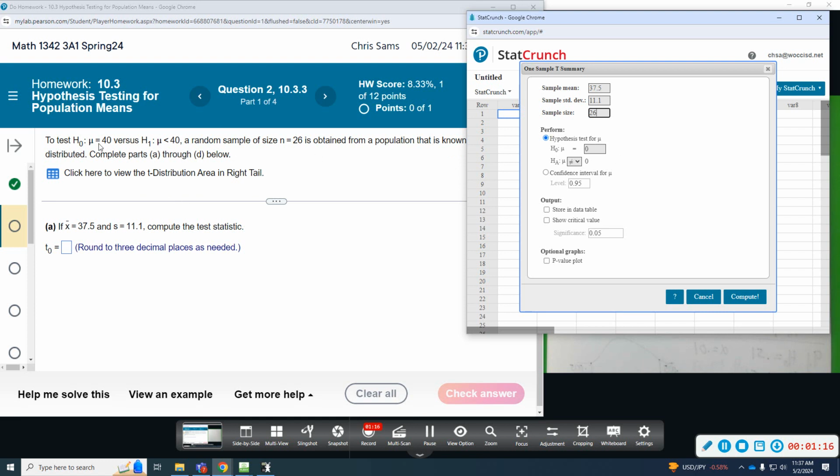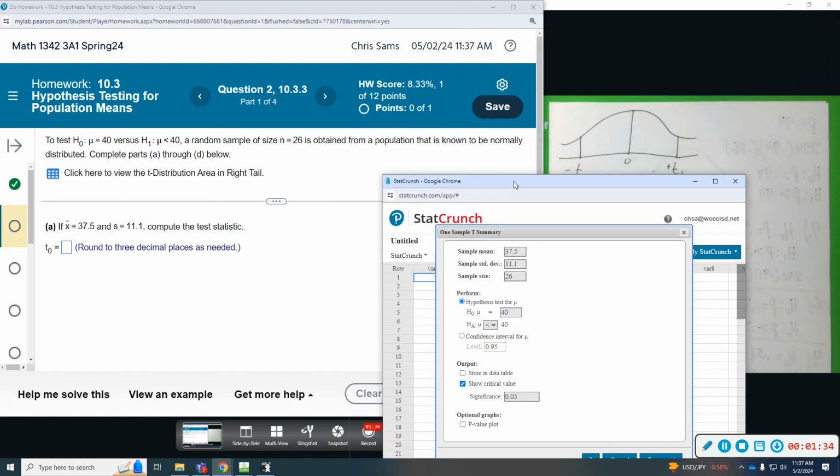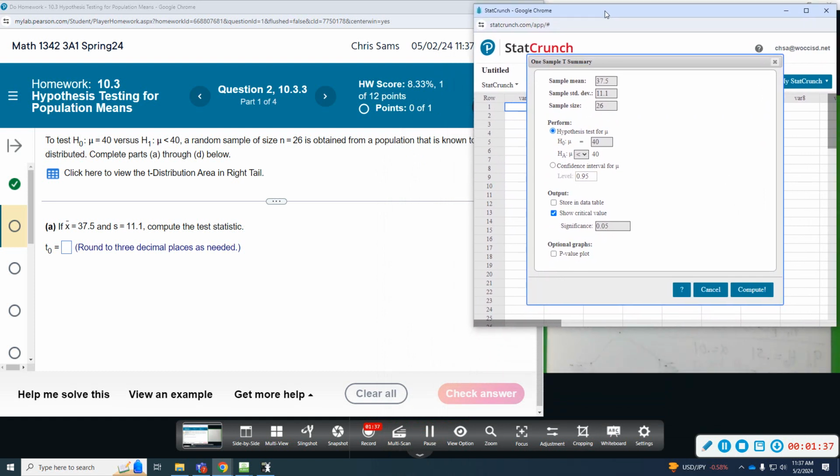So once we know this, mean is equal to 40 versus less than. So I've got to put this to be less than. And we want the test statistic. I'm going to say show critical value at, what was the level? Well, they didn't ask for the level of significance yet. But this will still compute the test statistic, and we'll just leave it at 0.05 for right now. So I really don't need that critical value.